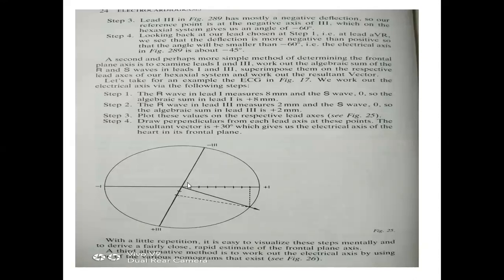Yes, sir. Is minus 45 in the range of normal or abnormal? What is the range of normal? Minus 30. Minus 30 plus 5. So this has crossed minus 30. That means the heart has rotated. Am I right? Yes or no? Yes, sir.